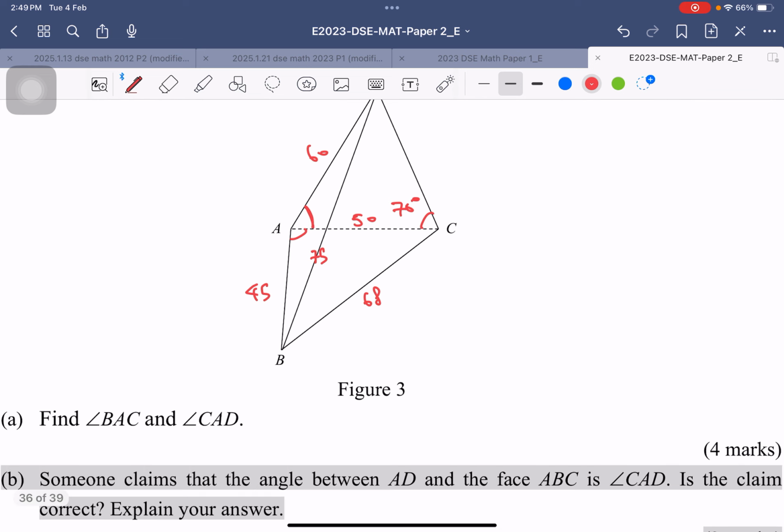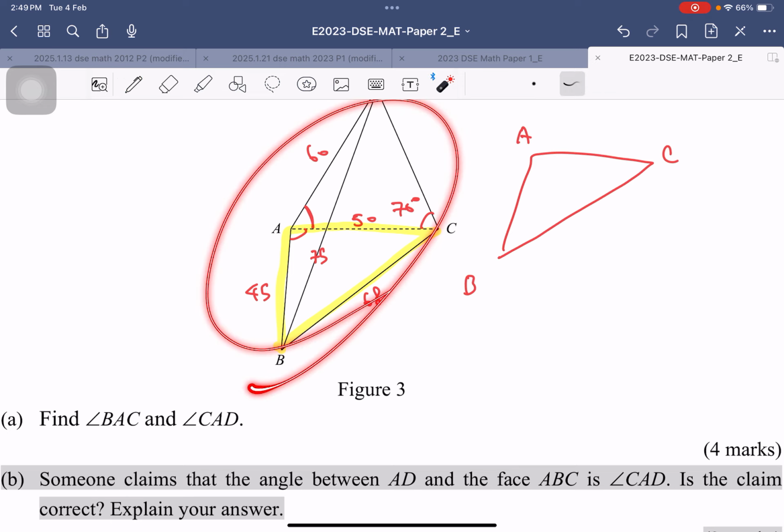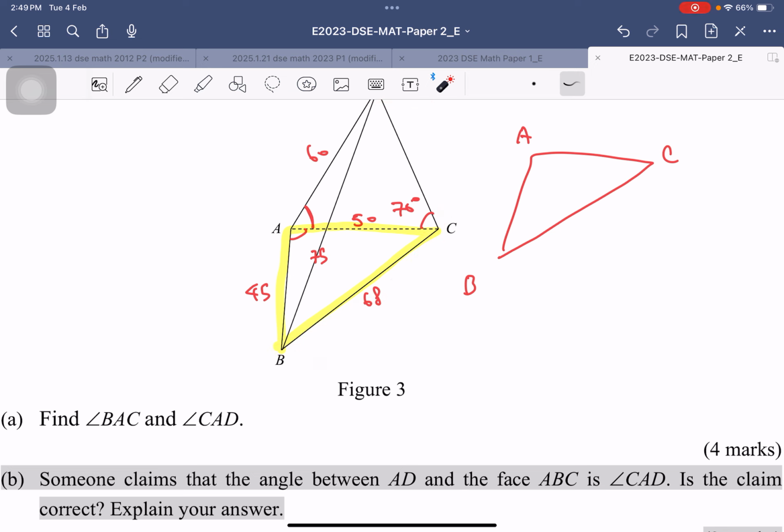You don't need to consider it in 3D. You just consider the 2D part, that's fine. You locate this BAC and just draw the diagram out. Now you change the 3D problem into a 2D problem, then it's much easier. So now we label AB is 45, this is 50, this is 68. Then how do we find the angle here?